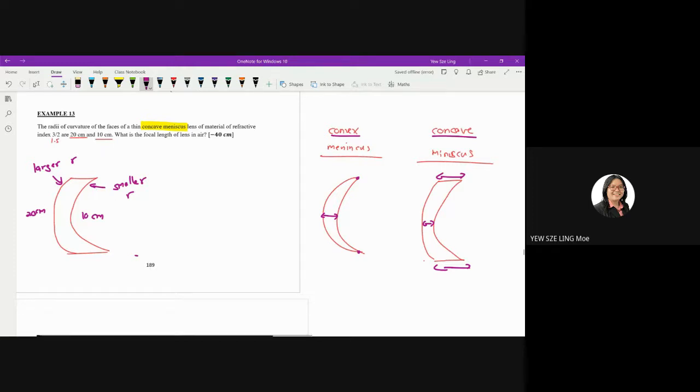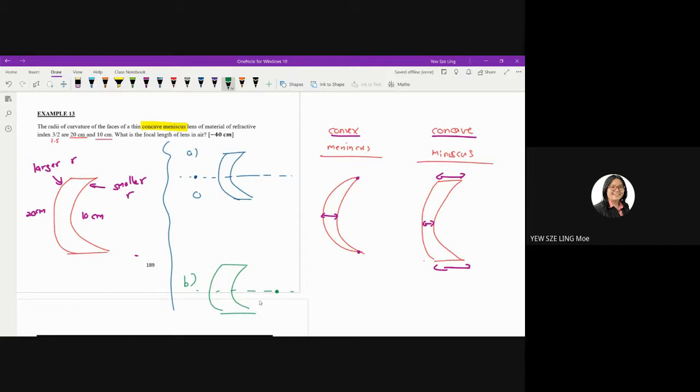So what I want you to do in example 13 is split it into questions A and questions B. For questions A, assume your object is located on the left-hand side. For questions B, assume your object is located on the right-hand side. That is what I want you to do right now.